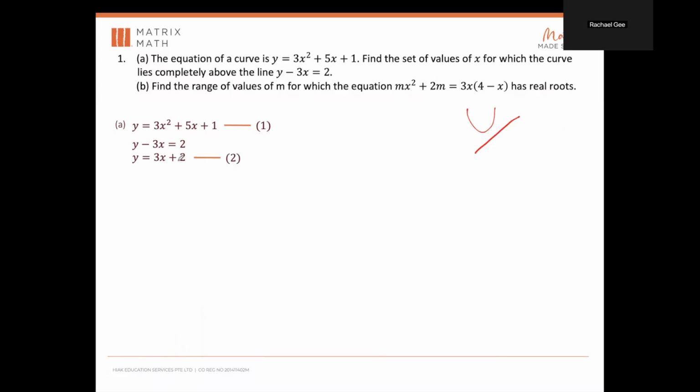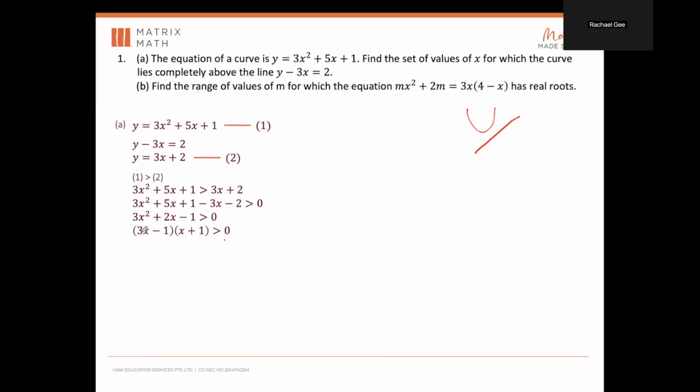So this is your second equation. And then you put equation 1 is more than equation 2. So you have this. After that, bring all of your x terms to one side. Okay, and then simplify it to be the quadratic equation less than 0. After that, you can factorize into this.